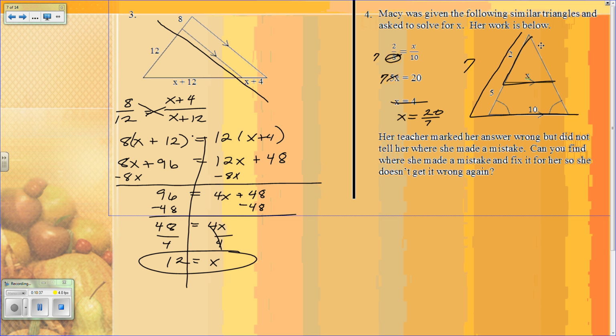Please be sure that whenever you're setting these up, please, please, please make sure that you are using corresponding sides, not just pieces.